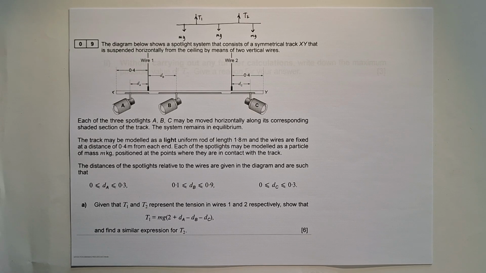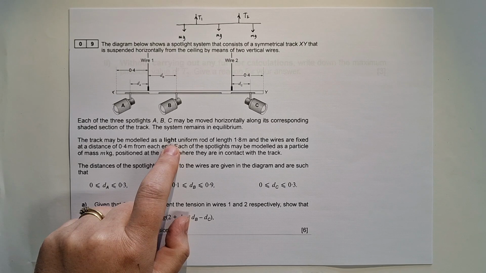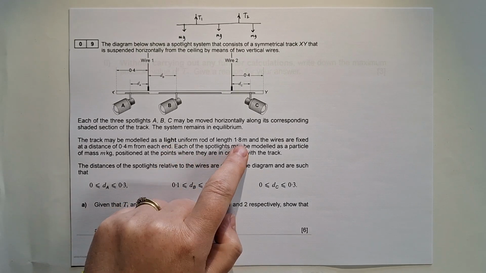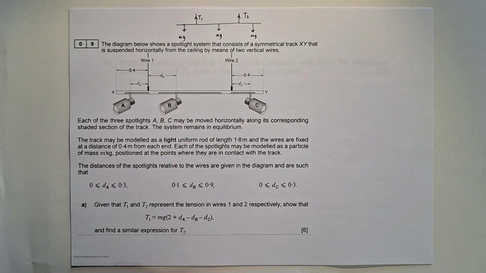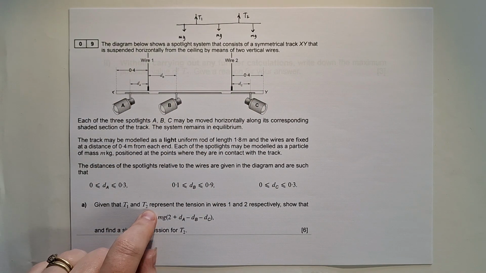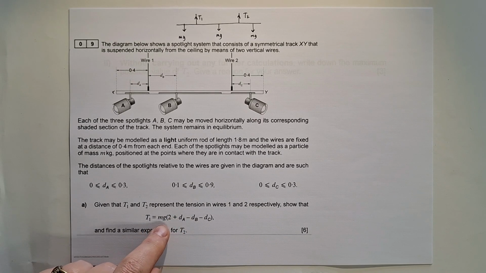Okay, the track itself doesn't have any weight. It says it's light. We know the total length of it is 1.8. We've got various fixed distances and we've got altering distances. Okay, so given that T1 and T2 represent the tensions in wires 1 and 2 respectively, show that T1 is this expression and find a similar expression for T2.